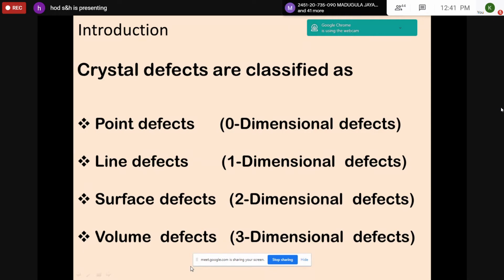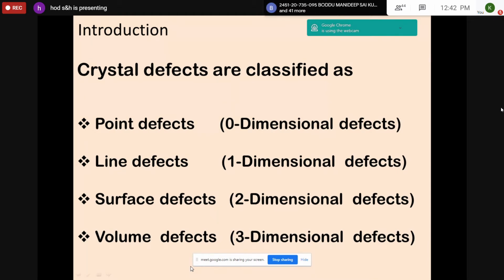So the crystal defects or crystal imperfections or impurities can be classified as point defects, which are also called zero-dimensional defects, then line defects, which are one-dimensional defects, the third one surface defects, which are two-dimensional defects, and the fourth one volume defects, which are three-dimensional defects. Please note this down. Crystal defects are classified as you write all the four.